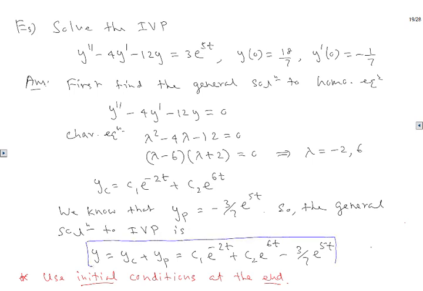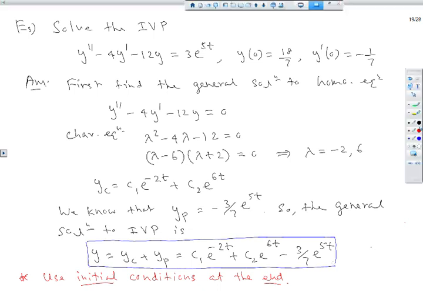After we get the general solution to the non-homogeneous equation, we can use the initial condition now. Okay, you have to remember that you're going to use the initial conditions at the end. First we plug in 0 and y equal to 18/7, and then take the derivative and plug in, and then you're going to get a set of two equations. And what we do is we solve those two equations.